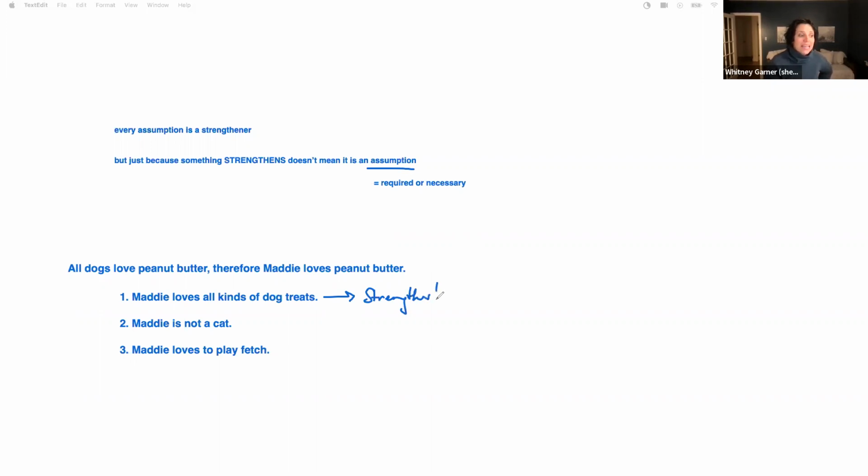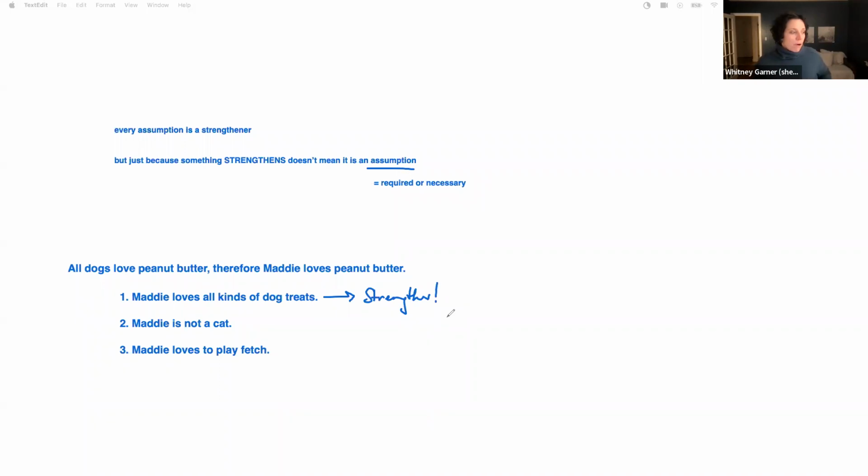Right? This might strengthen the argument, but it's not a requirement. The only requirement in order for this argument to be true is that Maddie is in fact a dog. That's a requirement. That's the assumption. A strengthener could be as strong as an assumption if I wanted it to be, or it could just be something that makes me think the argument is possible. Like, I don't know, that sounds maybe more reasonable.